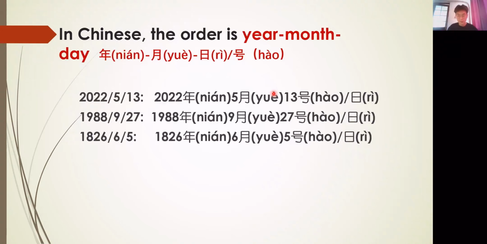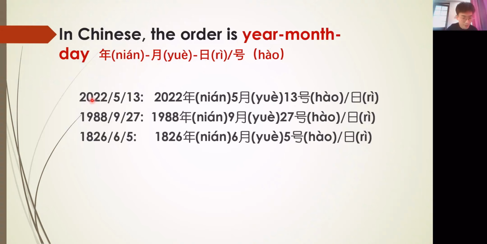So now let's put them together. When we say a date in Chinese, the order is fixed. First we say the year, and then the month, and then the day. That is to say, first we say 年, 年 means the year, right? And then we say 月. And the last one we say 号 or 日, right? The specific day in the month. 日. So for example, there are 3 examples below.